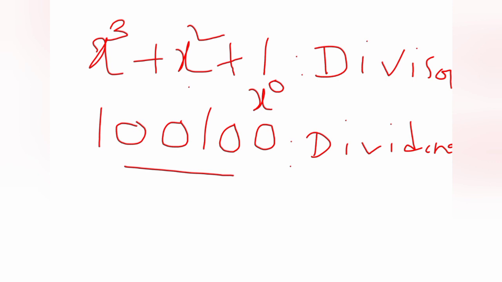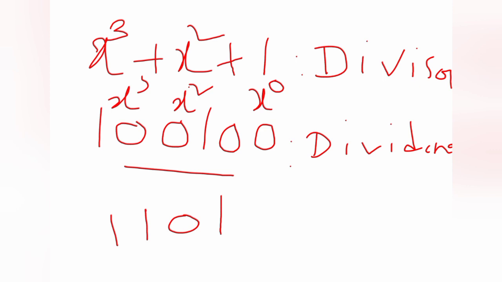And x power 1 is not given here, so it is not mentioned, and that's why it is a 0. And x square is given, x cube is given, so we need to write 1 for x cube, 1 for x square, and x power 1 is not mentioned, that's why we are taking it as 0, and x power 0 is 1. So the first step is finished here. We are converting the generator polynomial into binary format.